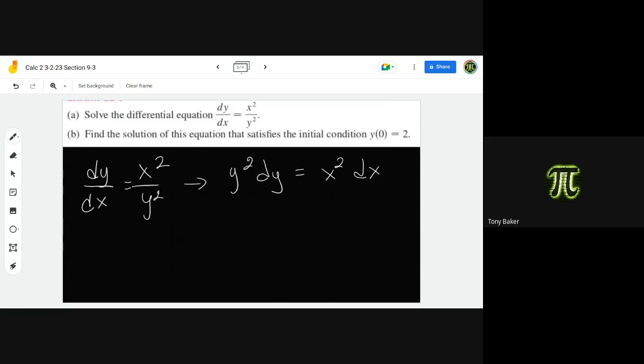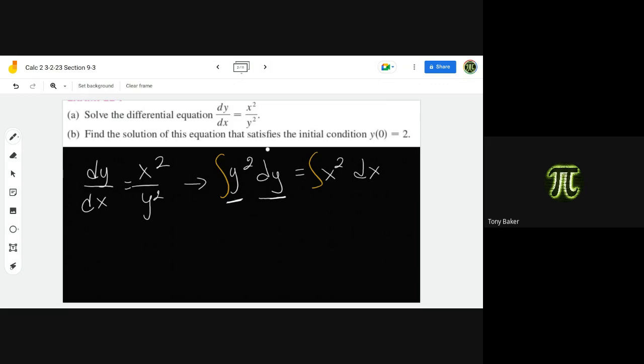Okay, so we basically just cross multiply. I want to now get rid of my dy and my dx. To do that, I take the integral of both sides. So as long as this and this match, we do the integral as normal. If not, we basically end up having to do the chain rule, which I'm going to show you in a little bit. So we're going to be able to just do the integral in this case.